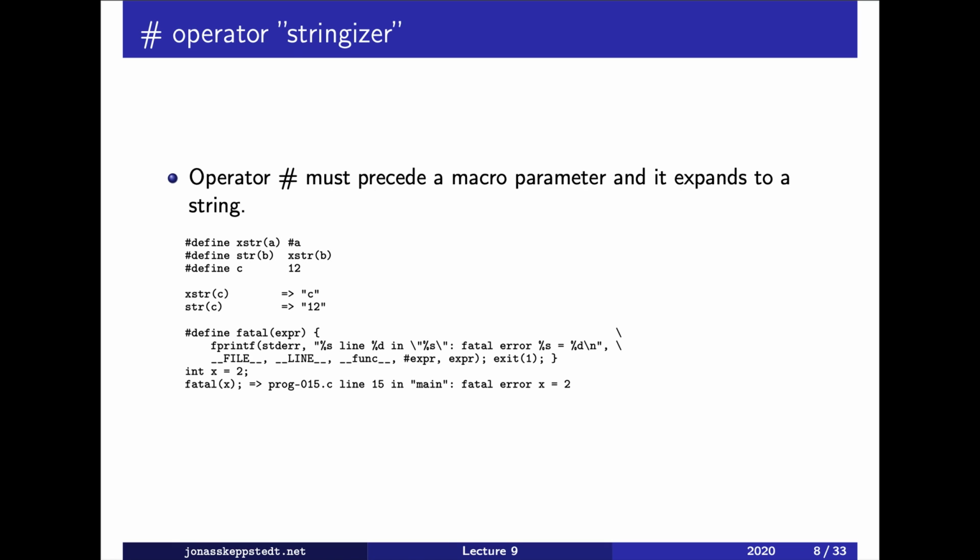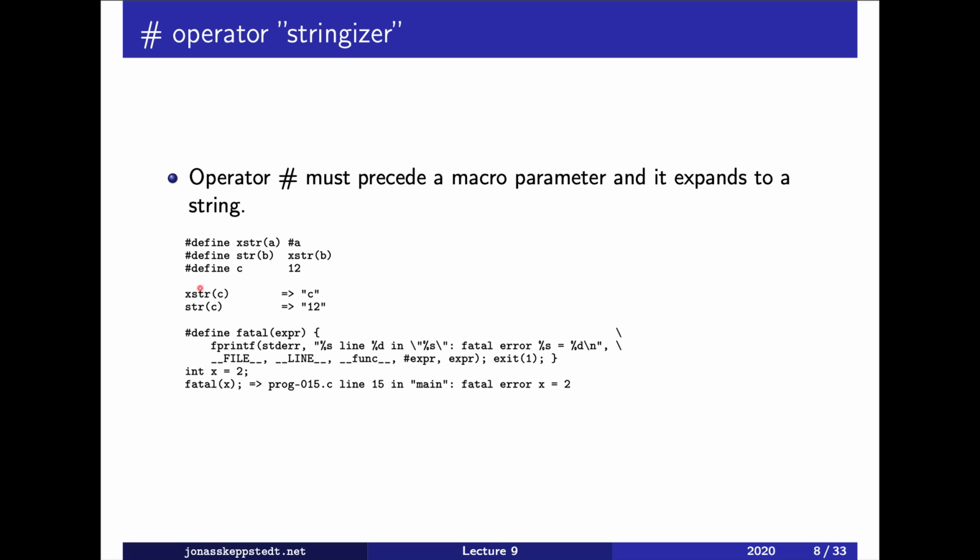The stringizer operator is a hash followed by a parameter, and the effect of this is that, well, we can look at this x and str. If we give C there, it will produce a string with exactly the name of the parameter, I mean what it is here. If we instead want a string with 12, then we have to do this in 2 steps.